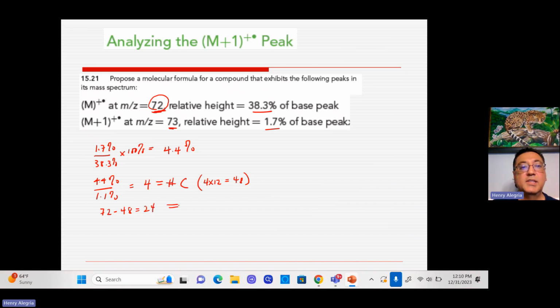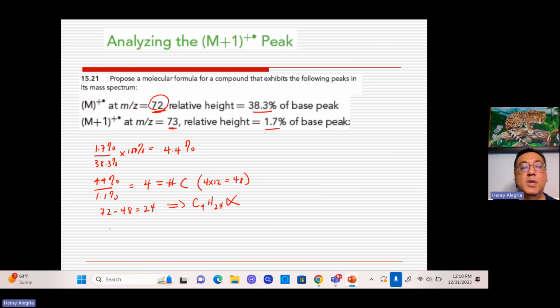So the question is, is it possible for the formula to be 4 carbons and the remainder would be your hydrogens, which would be 24? No, that is not possible, because if I have 4 carbons, 4 times 2 is 8 plus 2 is 10. Maximum number of hydrogens that I could have is 10. So let's look at our 2 most likely culprits for the remainder of the mass: nitrogen, oxygen. Is it nitrogen? No, because my molecular ion is an even number. So therefore, what if it's oxygen?